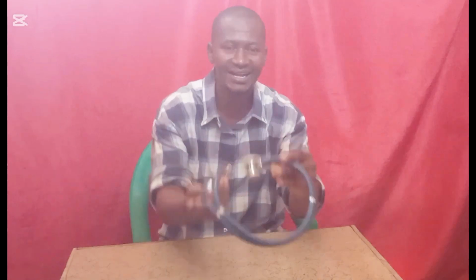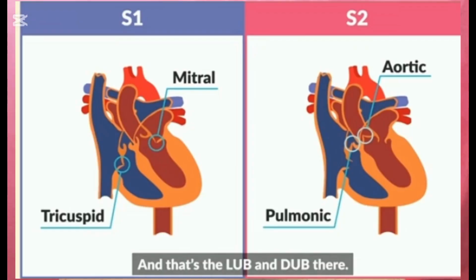When you look at the stethoscope, we have the diaphragm and we have the bell. We use the diaphragm to listen to high pitched sound, and we use the bell to listen to low pitched sound. Generally there are two main heart sounds that can be heard during auscultation of the heart. That is the S1 sound and the S2 sound, which is also known as the lub-dub respectively.